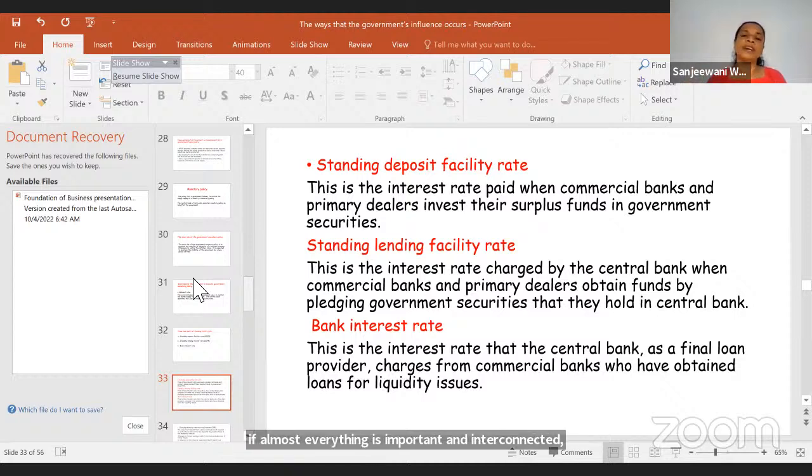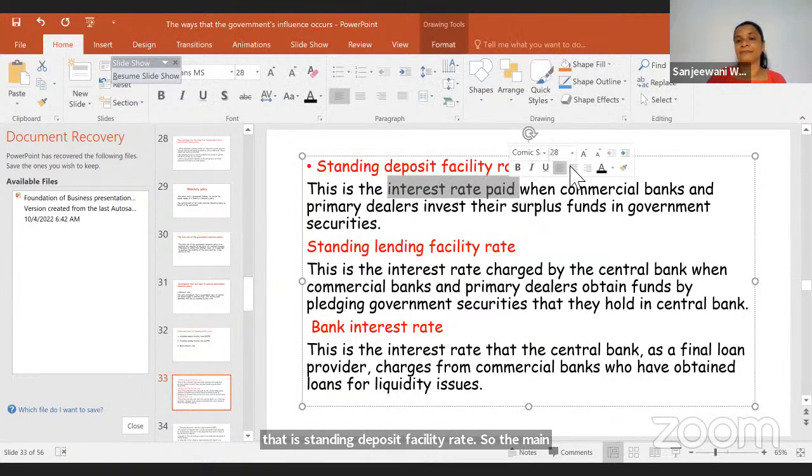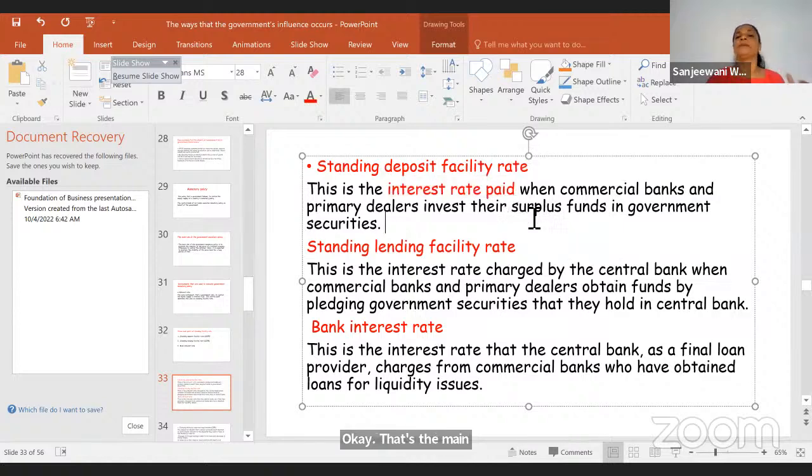Then standing deposit facility rate: this is the interest rate paid when commercial banks and primary dealers invest their surplus funds in the government securities. So now if they pay the interest rate, that is standing deposit facility rate. The main thing that you need to know is interest rate paid. Okay, that's the main part here, interest rate paid.